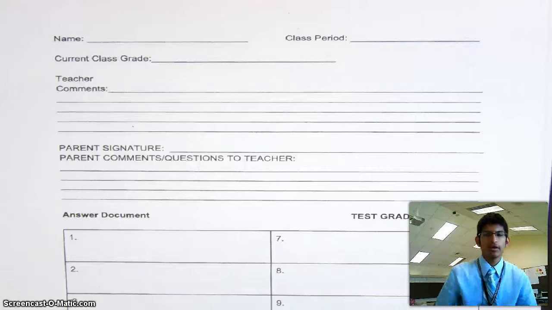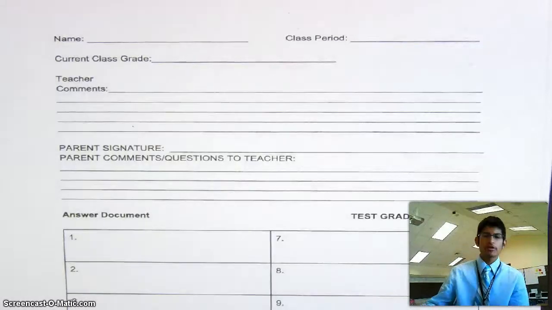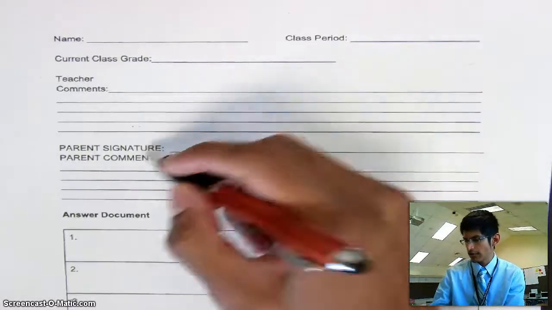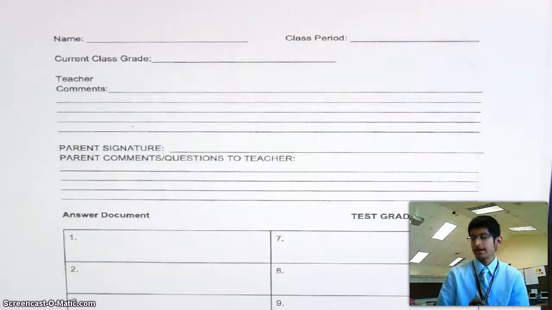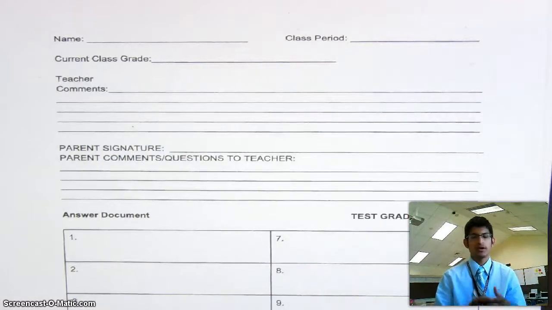All right, guys, before we get started, I want you to be sure that you show this paper to your parents. Your parents need to sign where it says parent signature. And parents, you can write down any questions or comments you have about your student's grade or how they're doing in my class in any way.